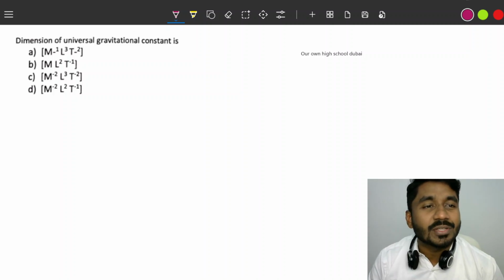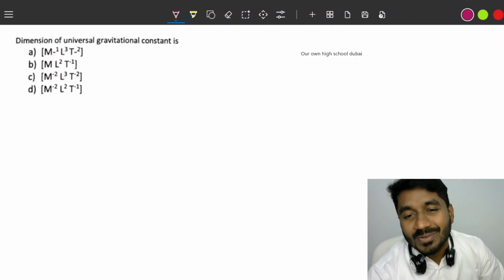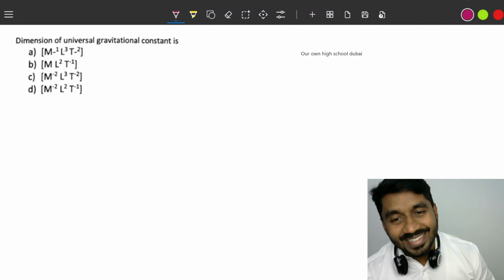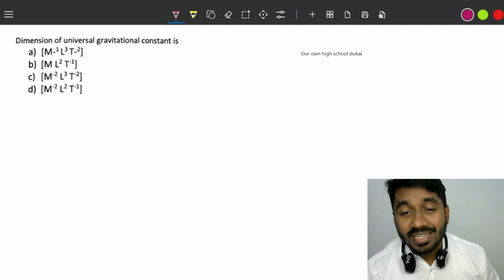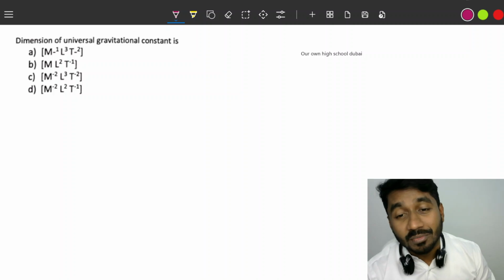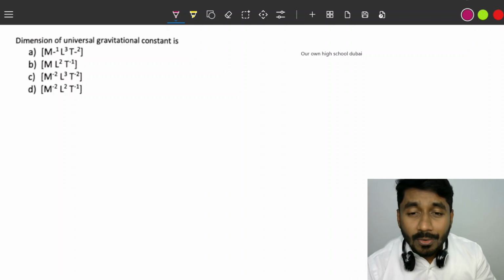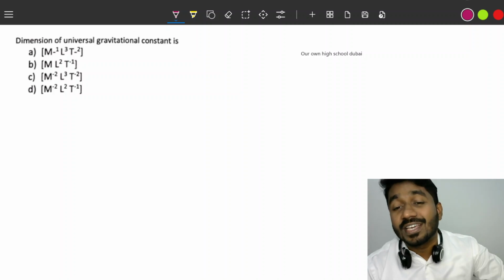So you can see one question that was asked in Avaron High School, Dubai. And you know one thing, this is a NEET question also. And a very important thing, this is a question from units and measurement. Let's see how to find the dimension of some quantity.